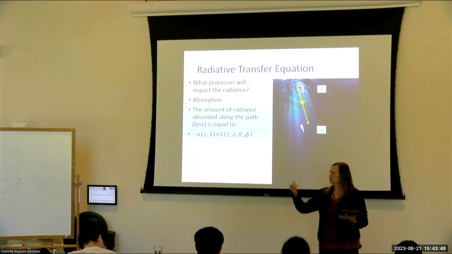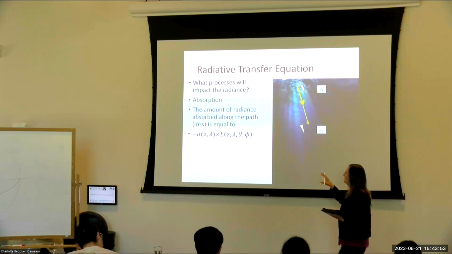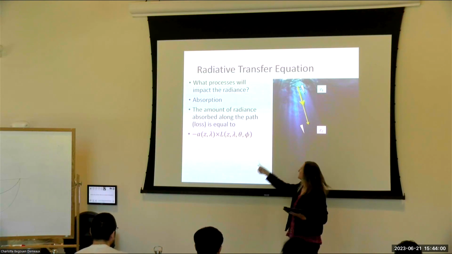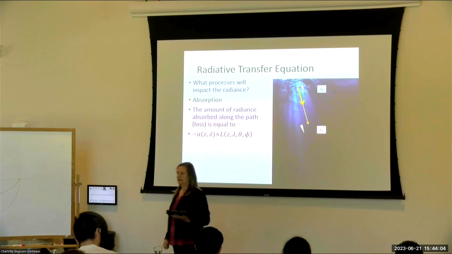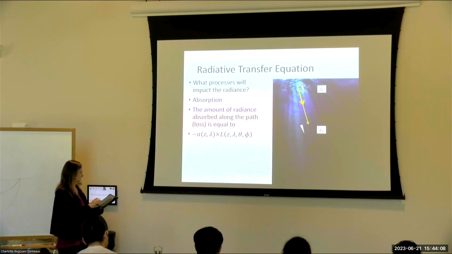So there's a loss of radiance along that path due to absorption equal to the absorption at that depth interval, at that wavelength, multiplied by the radiance at that depth and wavelength, at that angle, 35 angles. All right.